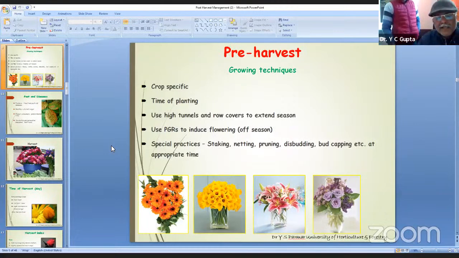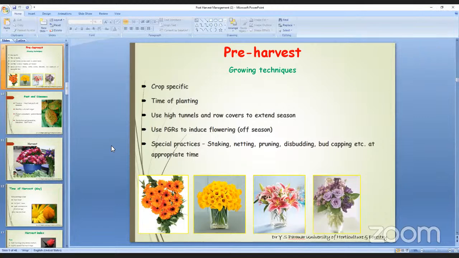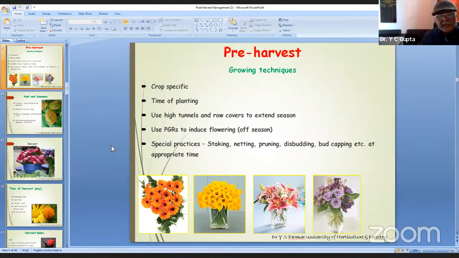Now you can see, pre-harvest techniques: type of planting is the most important factor for controlling the vase life of the plants, especially flower crops. Use of high tunnels and row covers extends the season, and the use of PGR, plant growth regulators, especially in off season, also plays a very important role. Special practices like staking, netting, pruning, disbudding, and bud capping, especially in case of roses, play a very important role in shaping the quality of the flowers.